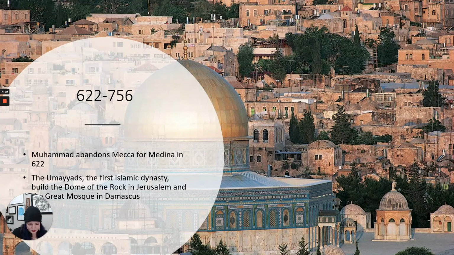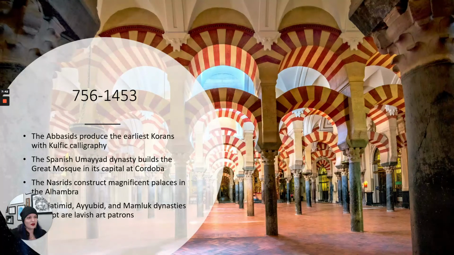All right, so between 622 and 756, we have Muhammad abandoning Mecca for Medina. The Umayyads, the first Islamic dynasty, built the Dome of the Rock in Jerusalem and the Great Mosque in Damascus. 756 to 1453, the Abbasid Caliphate produced the earliest Qurans with Kufic calligraphy. We'll look at all these things in more detail. This is just kind of my overview introduction.